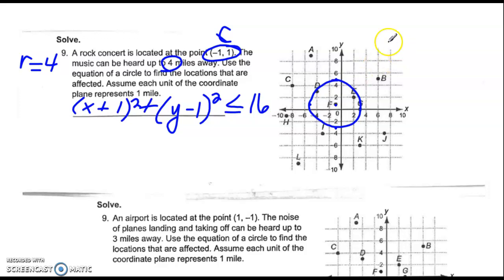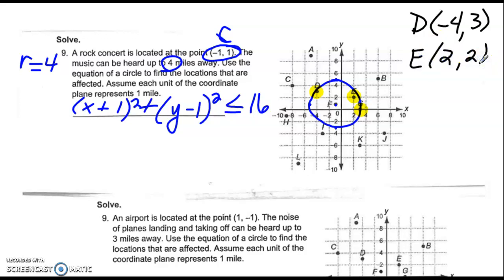So we can identify a couple of points. What are our points that we think we want to check to see if they are part of it? D, E, and G. Okay, so human error with drawing, and just because we are not super great at that, what I want you to do is identify the location of those points. What is point D? What's the location of D? And then what's the location of E? 2, 2. And then the location of G.